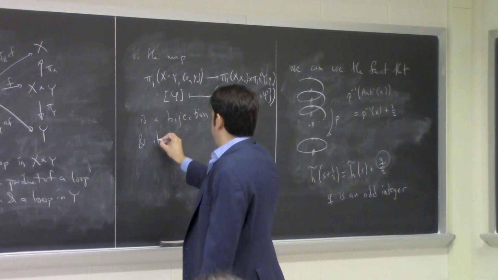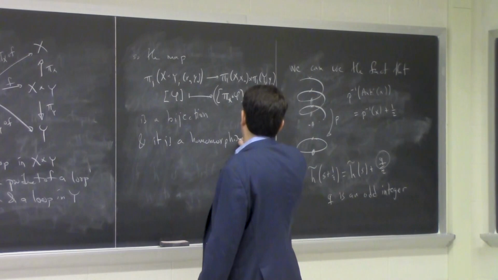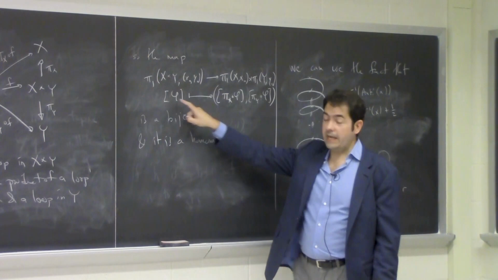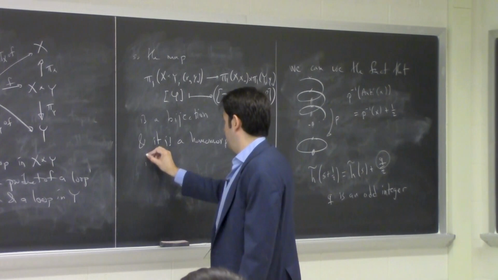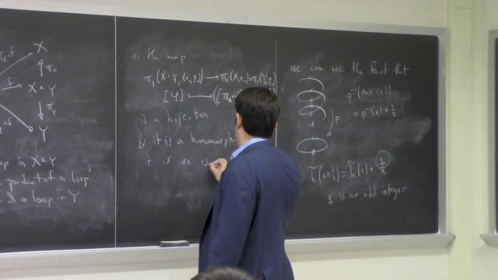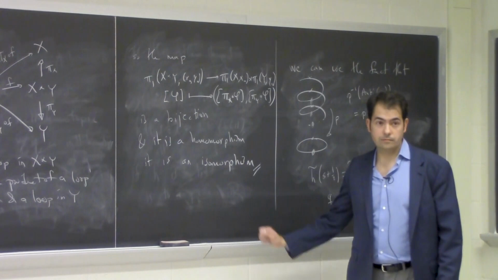And it is a homomorphism, because concatenation here just means concatenate in each coordinate. And so this is a group homomorphism. And since it's a bijective group homomorphism, it is an isomorphism. OK, so this is pretty direct.